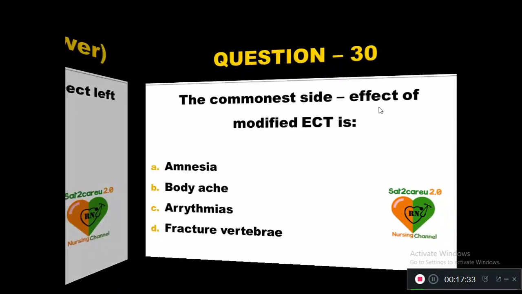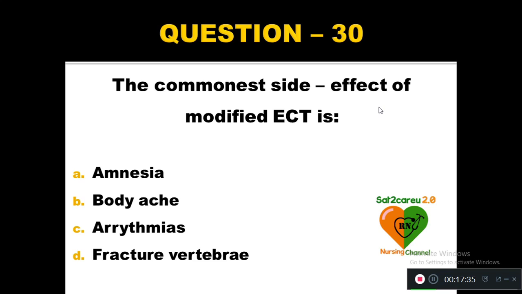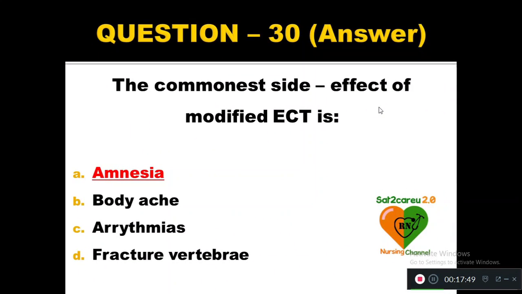Question number 30. The commonest side effect of modified ECT is option A, amnesia, B, body ache, C, arrhythmias, D, fracture vertebra. Amnesia is the most common side effect of modified ECT.